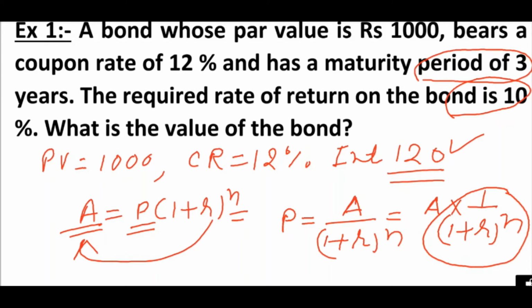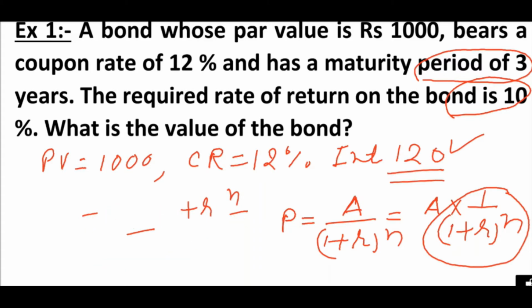Now we'll be converting whatever interest we are getting into present value by using the discounting factor. If the year is 1, we'll take n equal to 1. If the year is 2, we'll take n equal to 2. If the year is 3, we'll take n equal to 3. Now you have understood the meaning of the discounting factor.